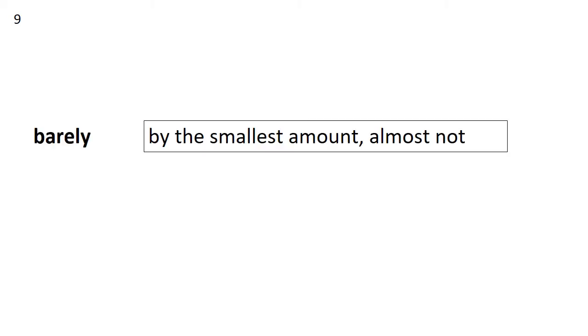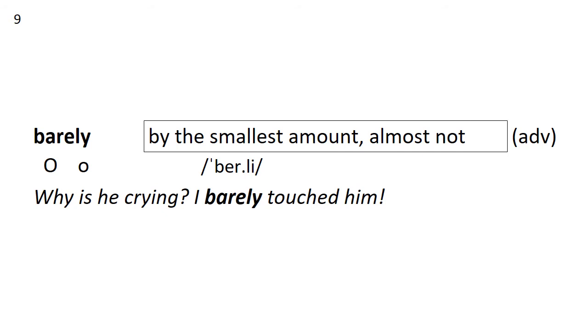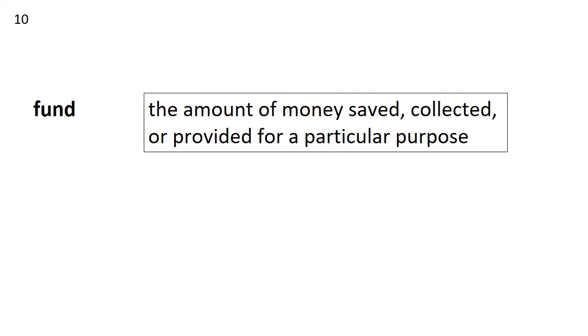Number 9 is barely. Barely means by the slightest amount, the smallest amount, almost not, almost nothing. It's an adverb. How many syllables? Barely. 2, stress is on the first. Barely. Why is he crying? I barely touched him.